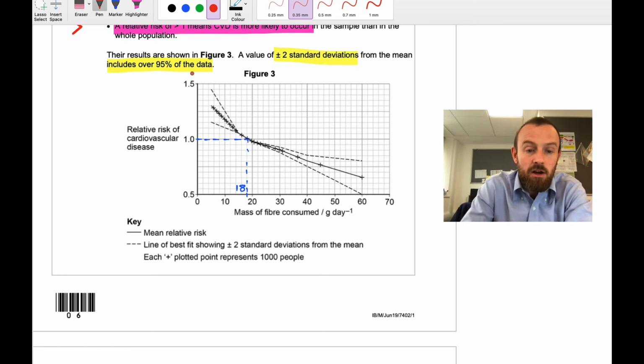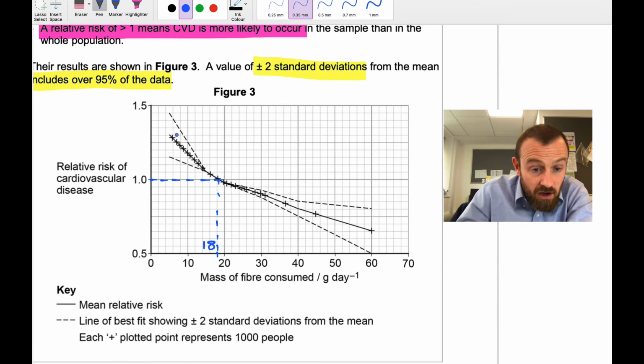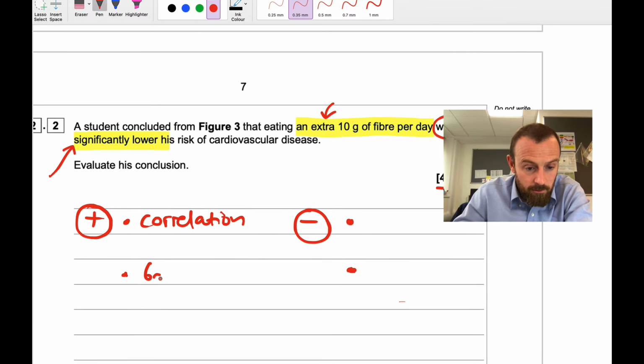Let's say if we started, I'm going to zoom in a little bit, at a position of here, which is 6 grams of fiber eaten a day, and we went to 16, which is here, right? That is a significant decrease. This is the error bar there. But now there's basically no error there. It's super tight. So this would be a significant decrease. So that's something you could say for the positive. So 6 grams up to 16 grams, significant.